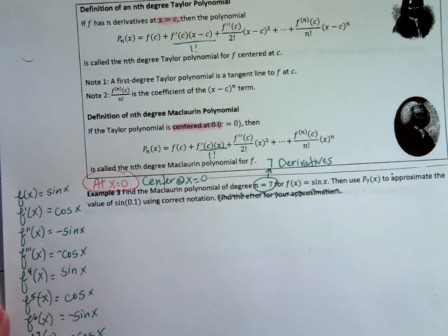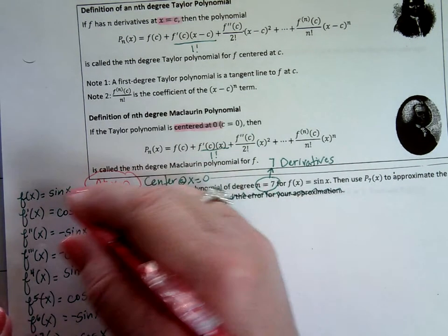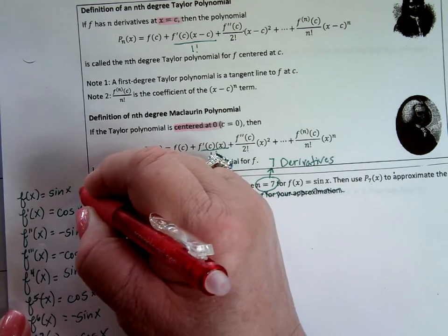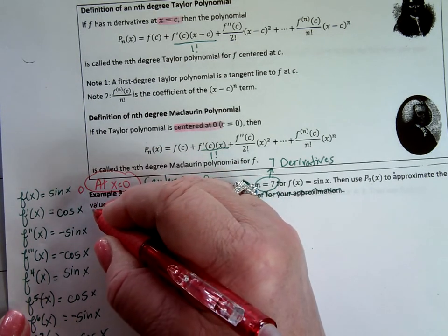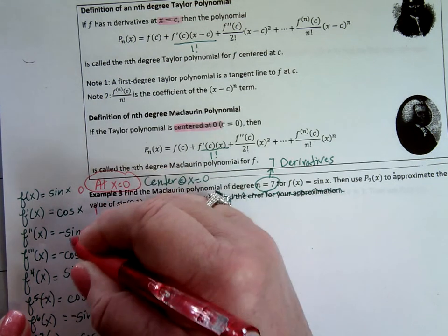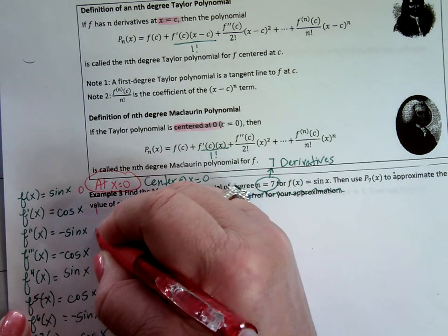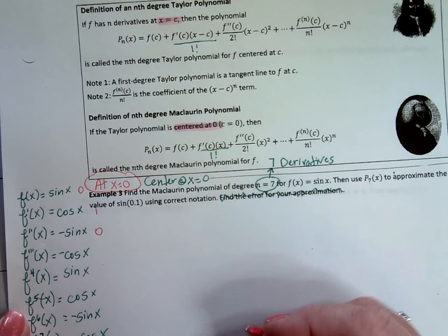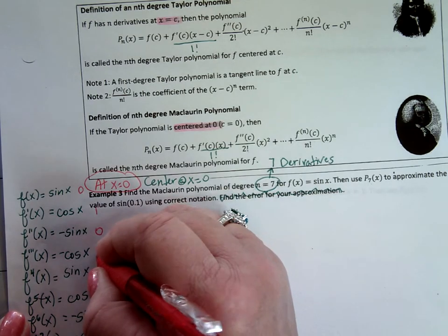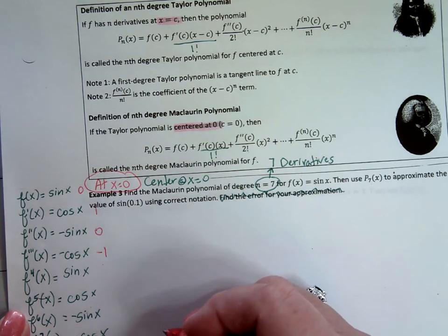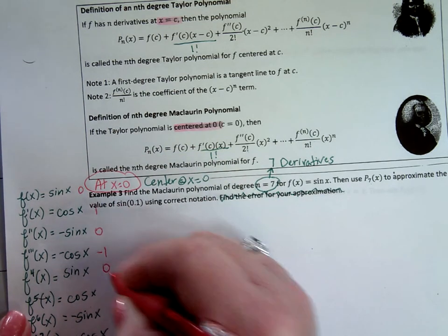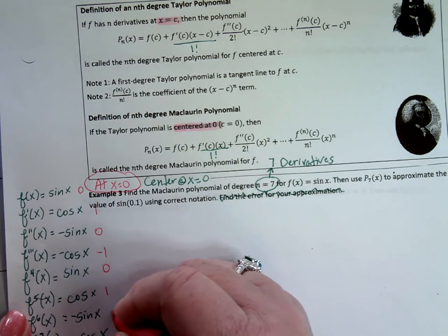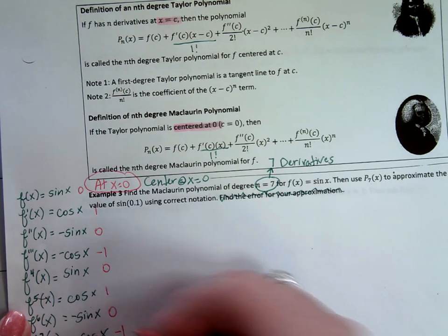So I change my color. The sine of 0 is 0. I'm just going to put it next to it. The cosine of 0 is 1. The negative sine of 0 is back to 0. The negative cosine of 0 is negative 1. And then it's just going to be the same pattern, right? So it's going to be a 0, a 1, a 0, and a negative 1.